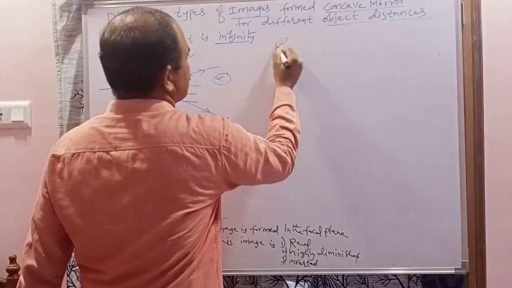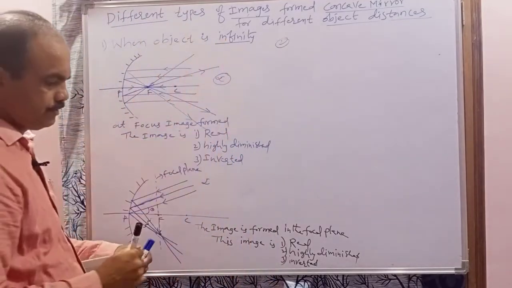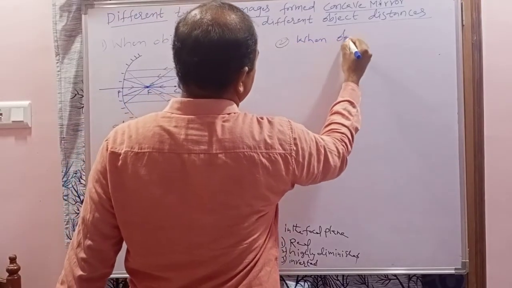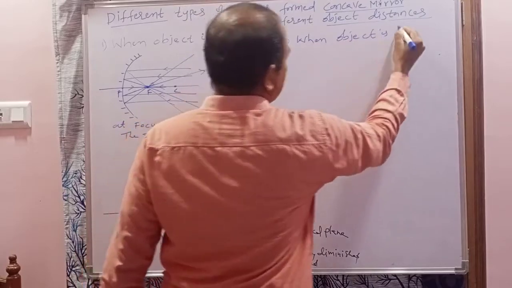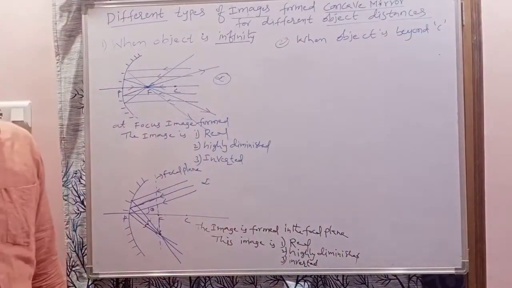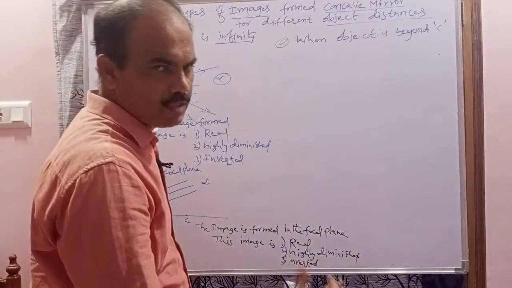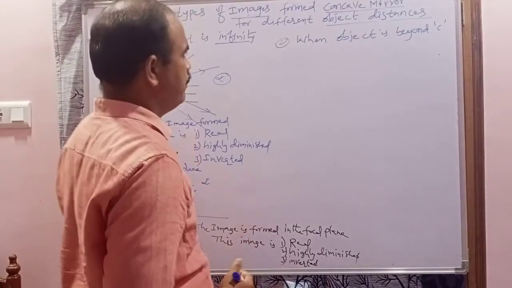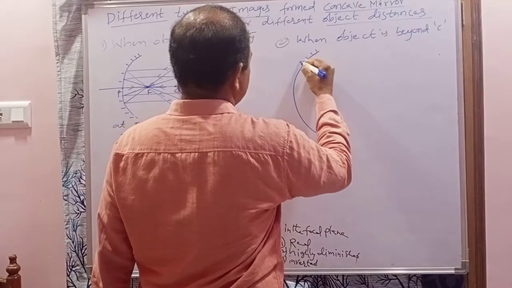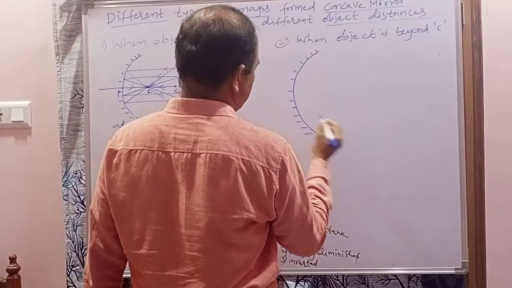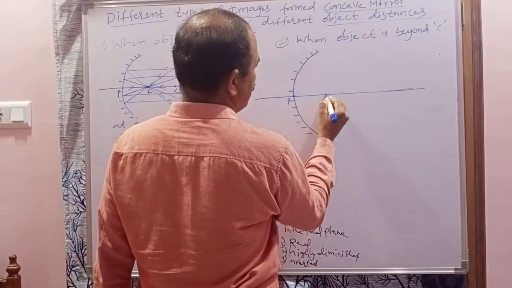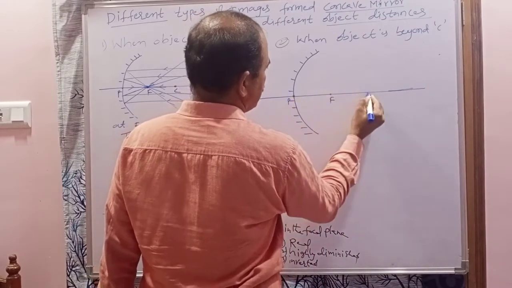Now, second case. When the object is beyond C, beyond the center of curvature. C means the center of curvature here. So in this case, where the image is formed and what the characteristics of the image are, we are going to learn. Imagine this is a concave mirror. This is the principal axis of the concave mirror. This is the pole, this is the focus, this is the center of curvature.